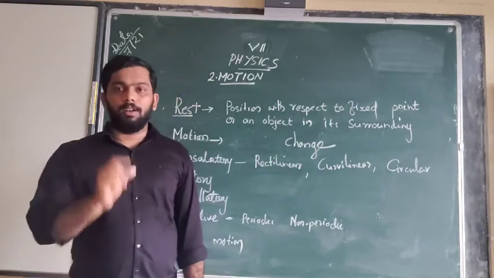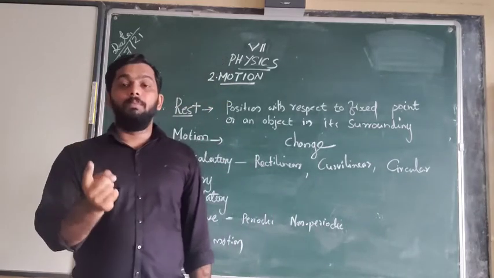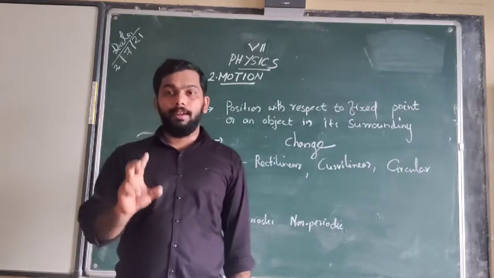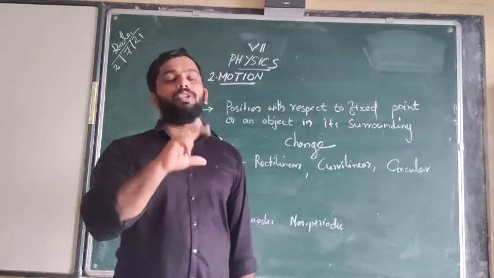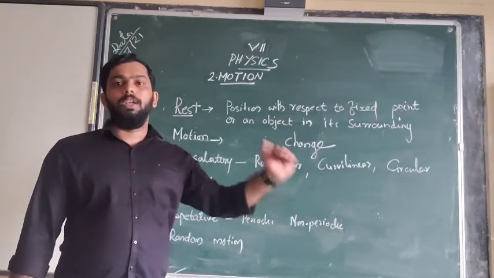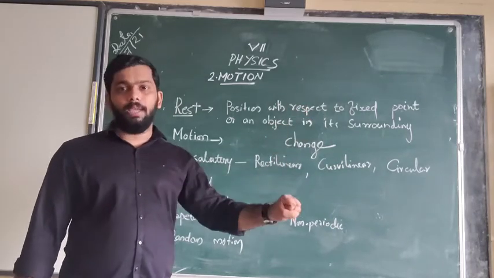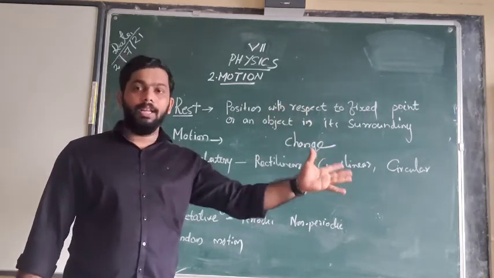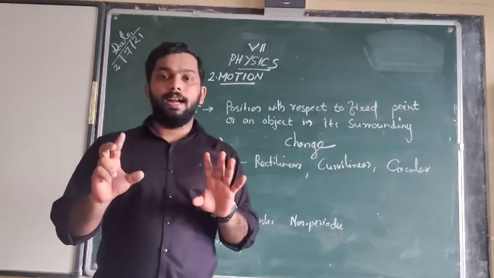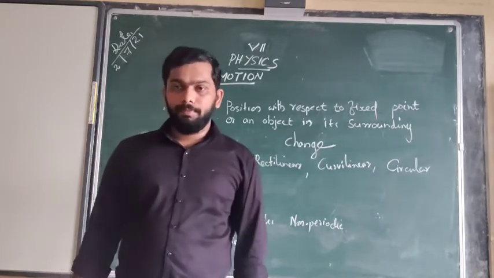For example, a car is running. If in every 1 minute it is able to cover 1 kilometer, then we can say that it is under translatory motion. That means in the first minute it is traveling 1 kilometer. In the second minute also it is traveling the same distance, 1 kilometer, in the same interval of time. Then we can say that the car is having a translatory motion.